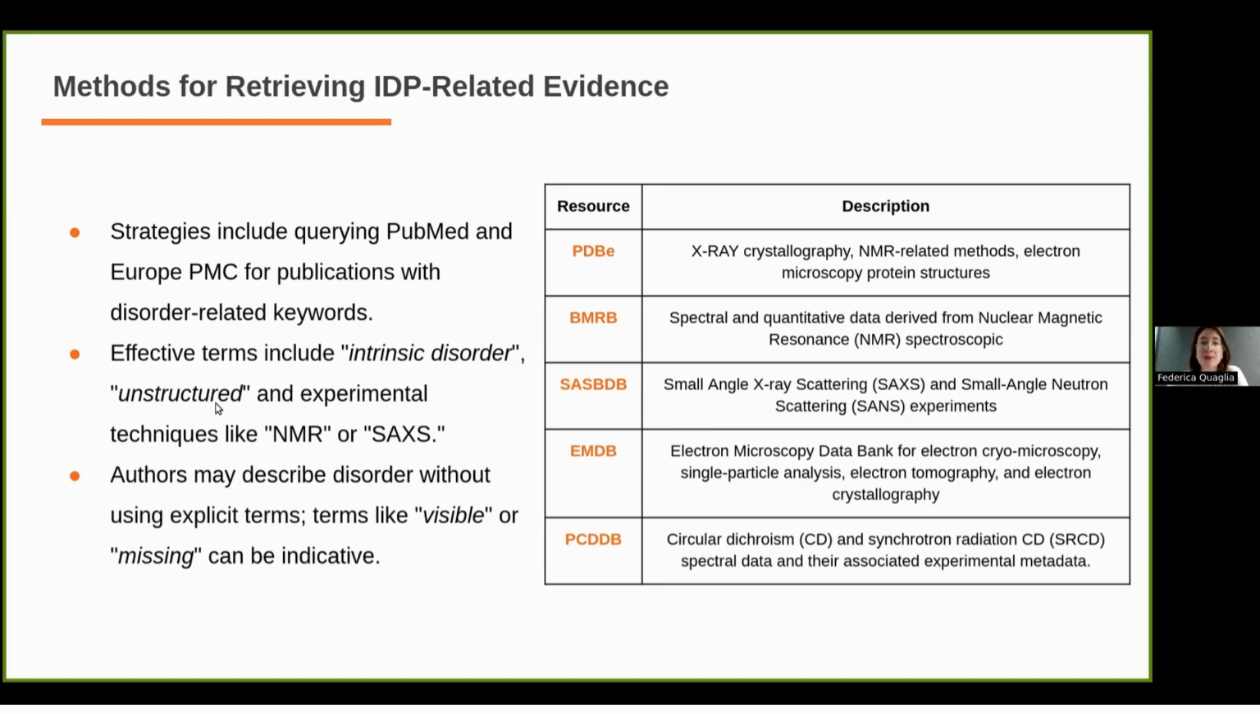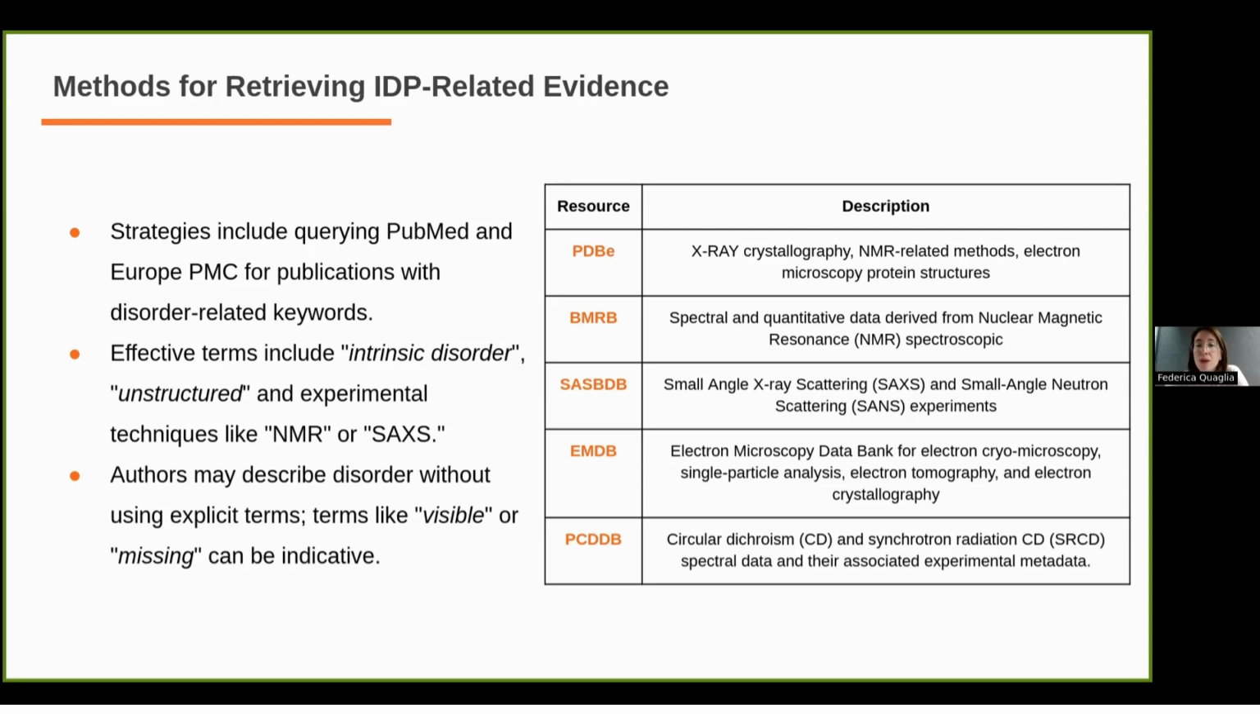But you can also look for experimental techniques like NMR or SAXS, so experimental techniques that are widely used to study IDPs. The authors of these peer-reviewed publications might also describe disorder without using explicit terms. So you might want to look for terms like visible or missing that could be indicative of the presence of intrinsic disorder in a protein.